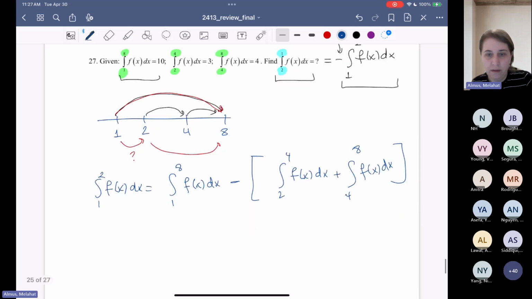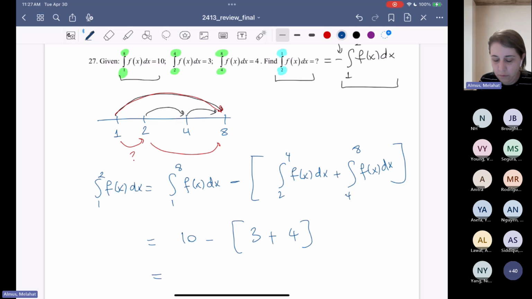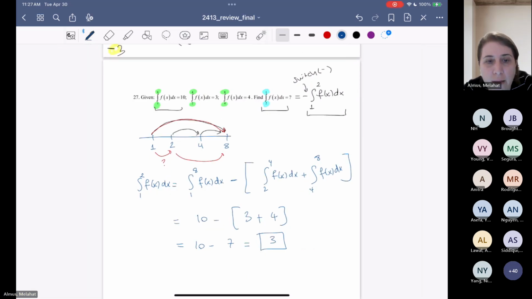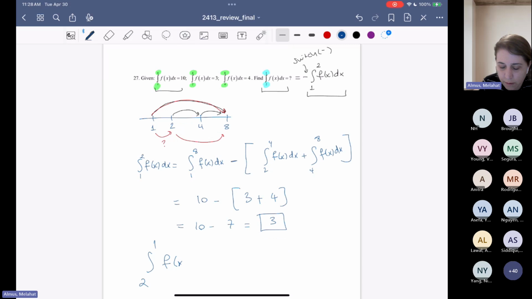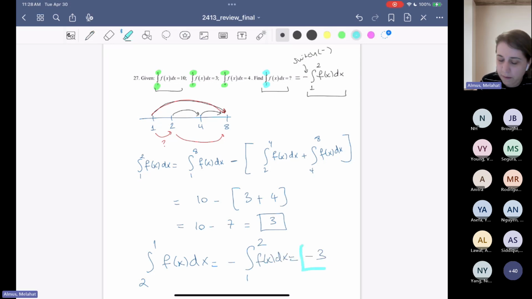Then you can find other combinations that might work, other ways to see it, but 1 to 8 is given to be 10, 2 to 4 is given to be 3, 4 to 8 is given to be 4, so your overall answer is 3 and minus 7. And this is about using given information and the properties of integrals to figure out the missing piece of the puzzle. Oh, this is 1 to 2, so we need to finish this problem saying 2 to 1 is, I almost forgot that, negative of this. Our final answer will be negative 3. Okay? Don't forget to switch.